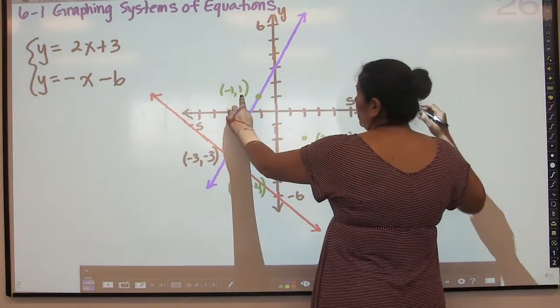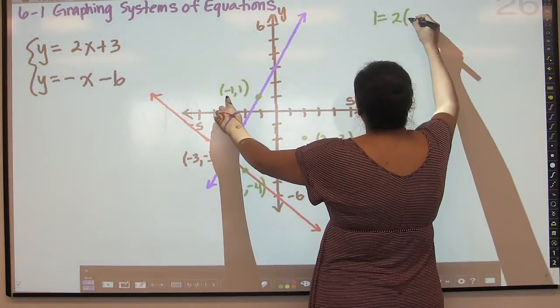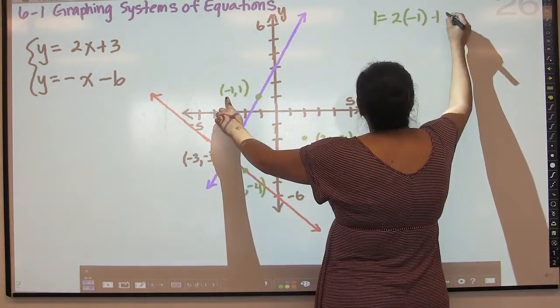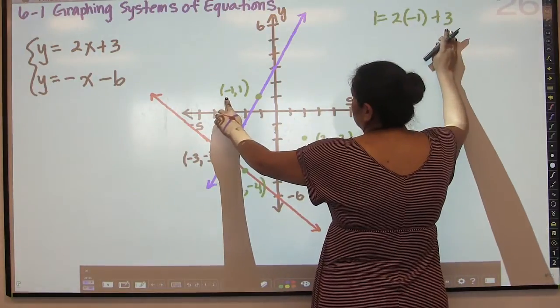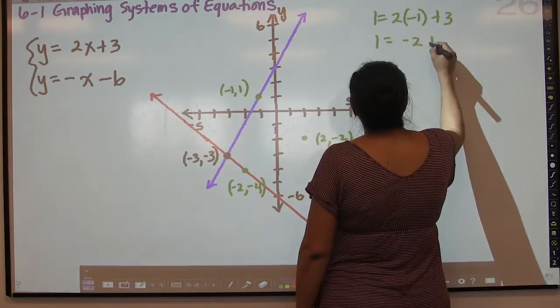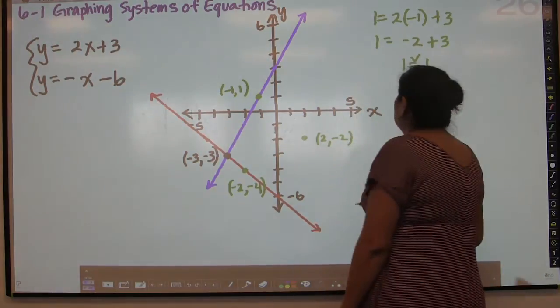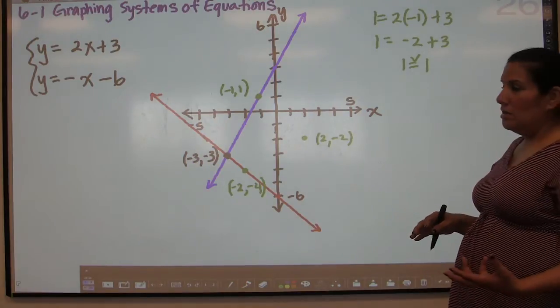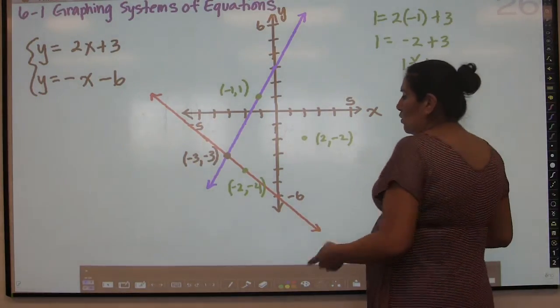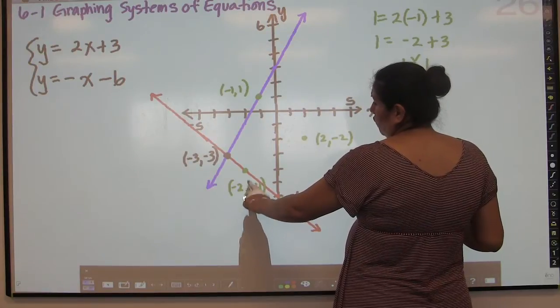So if the y coordinate is 1, and the x coordinate is negative 1, and this is y equals 2x plus 3, the blue line, then I'm going to get 1 equals negative 2 plus 3, and 3 minus 2 is 1, and 1 does in fact equal 1, so it works. It's a solution. Also, I'm going to check negative 2, negative 4.